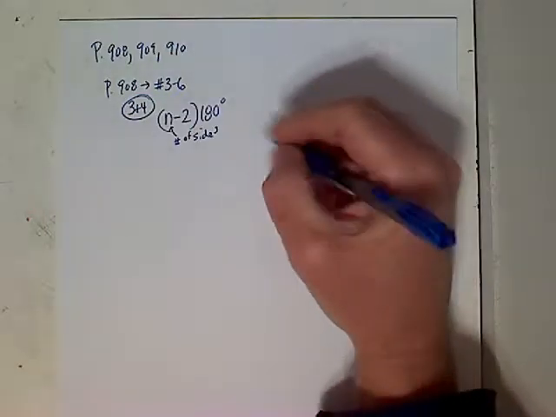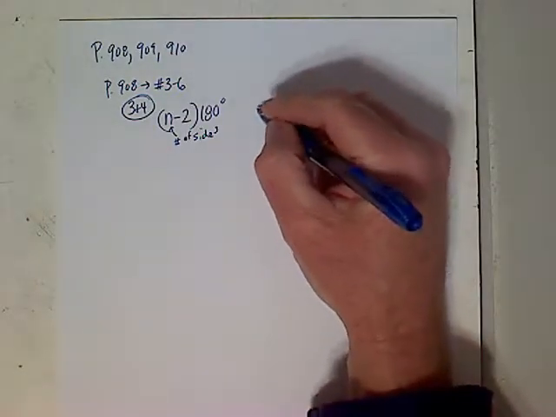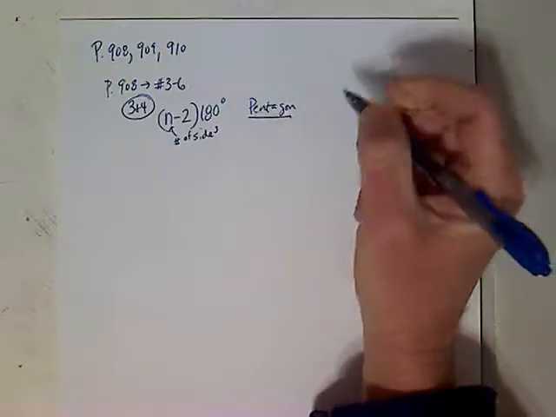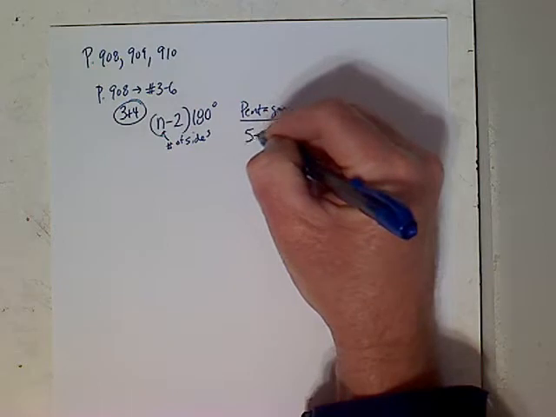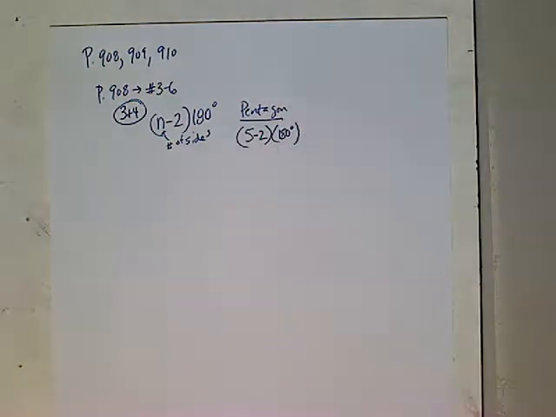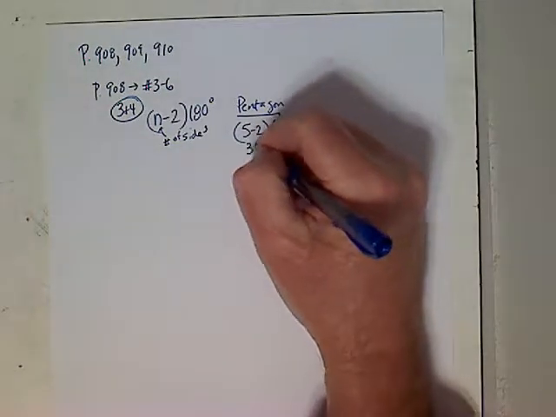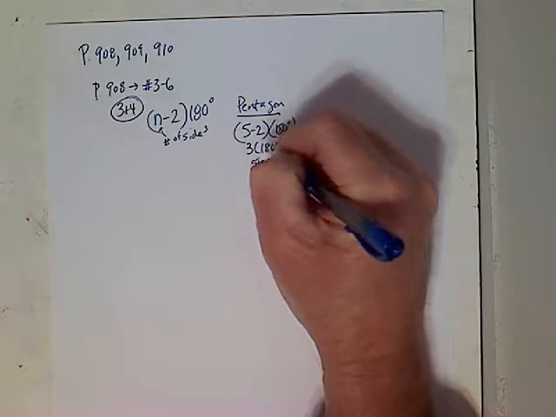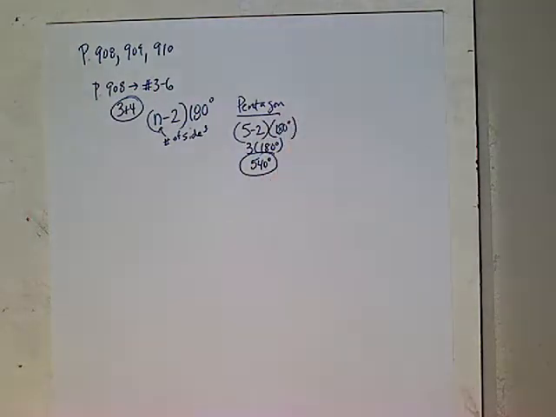So we did an example of this before, but I'll do one real quick. Let's say you had a pentagon. A pentagon is a 5-sided shape, so you would do 5 minus 2 times 180. If you have a calculator, you might want to use it for this. 5 minus 2 is 3. 3 times 180 is 540 degrees. So if I add up all the angles of a pentagon, they will add up to 540.